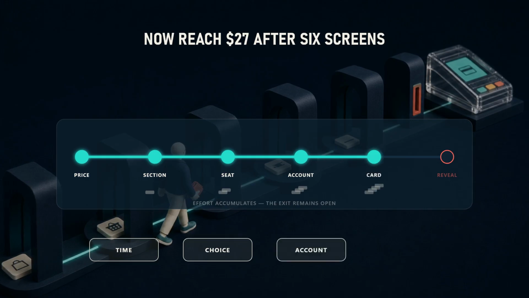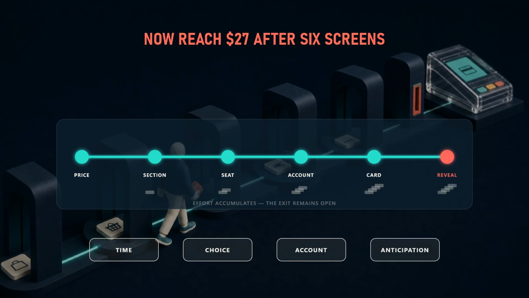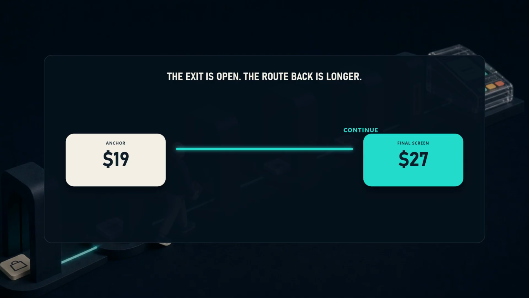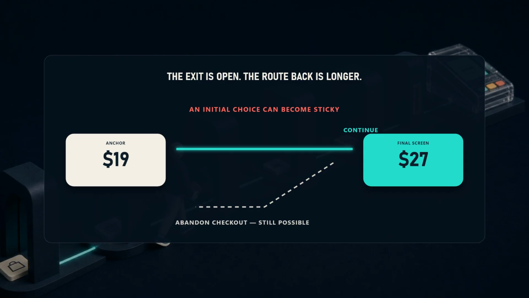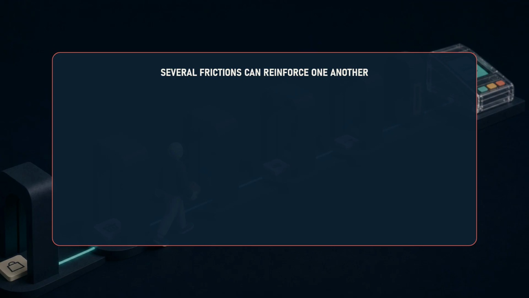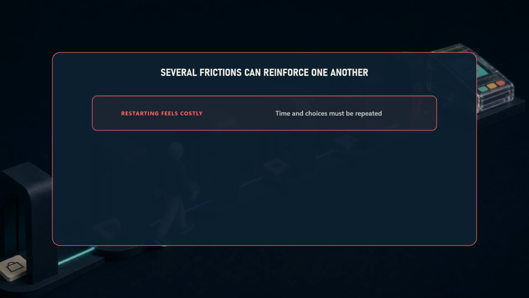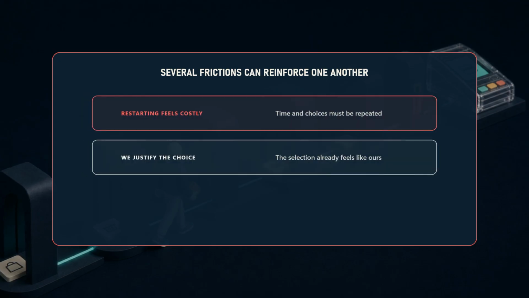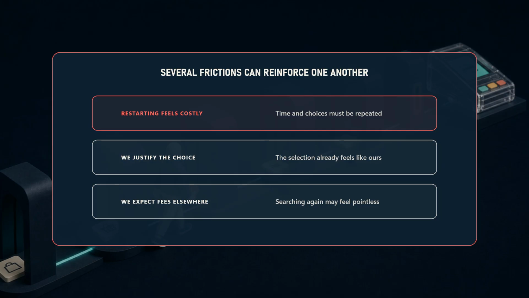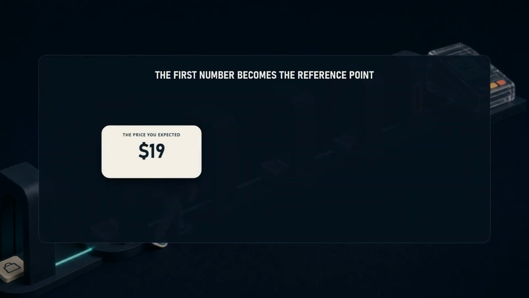None of that forces you to continue. People do abandon checkout. But research suggests an initial choice can become sticky. That is broader than a single sunk cost label. Several frictions can reinforce one another. Restarting may feel costly. We may justify the selection we already made, and we may assume another seller will add similar fees anyway. The first advertised number also becomes a reference point.